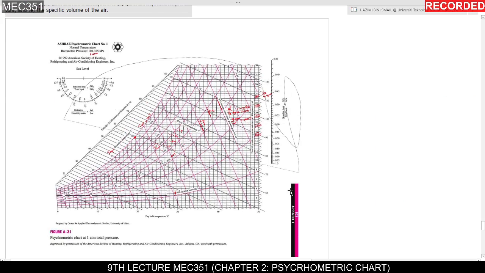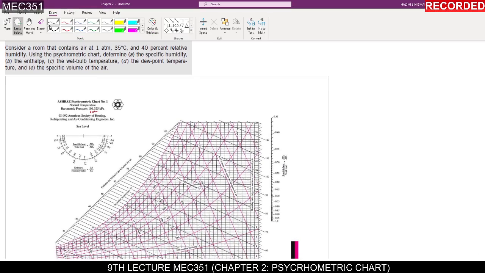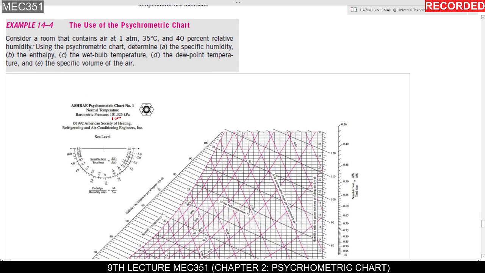I erase this handwriting first. So I will show you this example of how to use the psychrometric chart. Okay, example 14.4. You also can refer to this example in your thermodynamics textbook, written by Cengel and Kimbala.